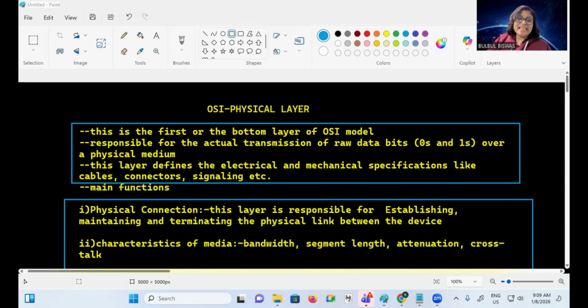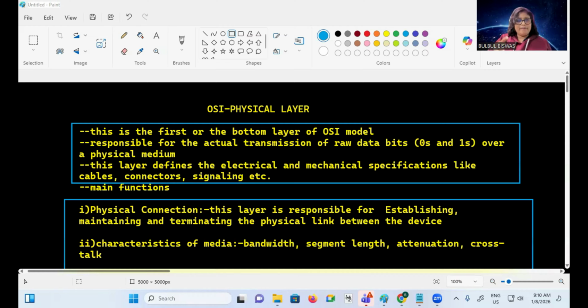So today is the last layer that I am going to discuss over here, that is the OSI reference model's physical layer. For the last 7 to 8 days I have been dealing with this OSI layer, and I discussed every layer in detail. Today I am completing the OSI layers with the physical layer.